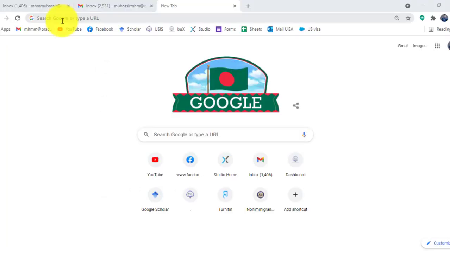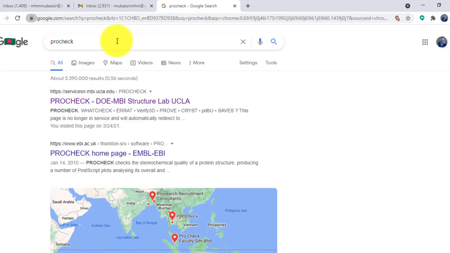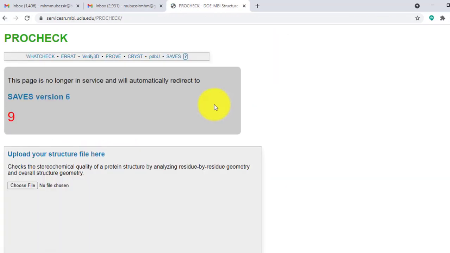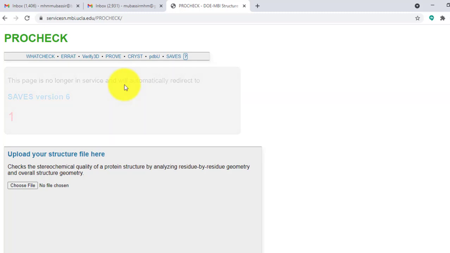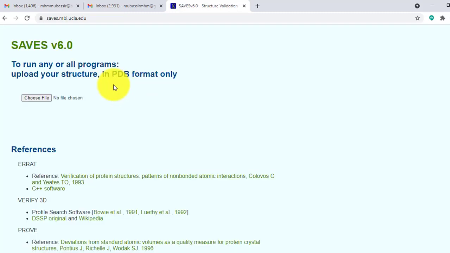To check the protein structure quality, I'll be using one single server where we can get all the results of ERRAT, Verify 3D and Ramachandran plot. Okay, to do so, let's first search ProCheck. If you Google ProCheck, then you can have a result like this: servicesn.mbi.ucla. Remember, this is a page developed by UCLA. So let's click it here. After 10 seconds, it will take you to the real server.